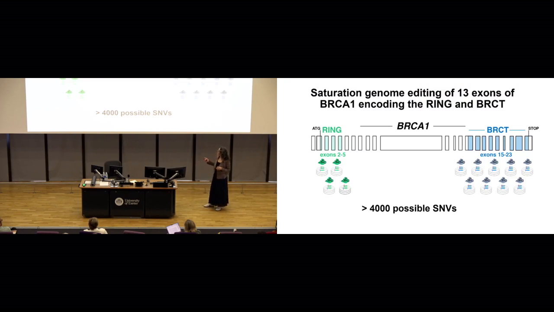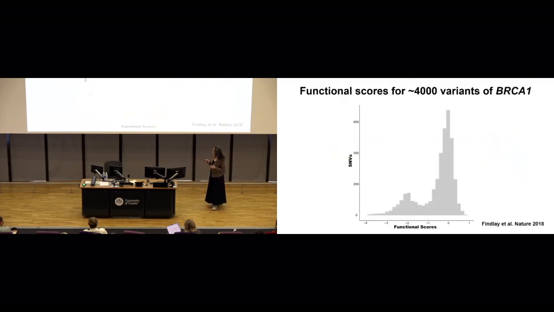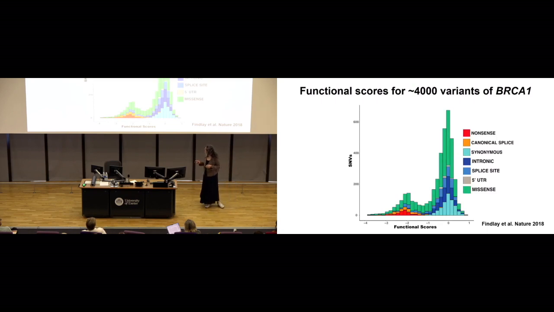So each of these targets needs a new guide and a new variant library, a repair template library. And so we tried to make about 4,000 possible single nucleotide variants, and the scores were pretty bimodal. Here, around log fold change of 0, this is no change, and then becoming depleted over time. And the data made sense: synonymous variants that don't change the amino acid generally had no change and no depletion, whereas variants like nonsense and canonical splice variants became depleted.